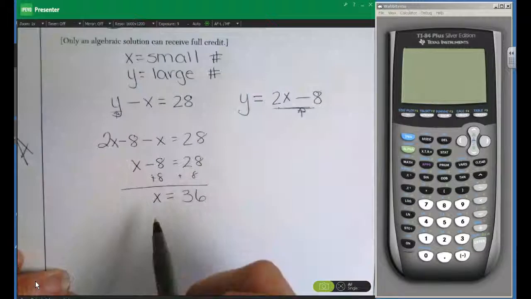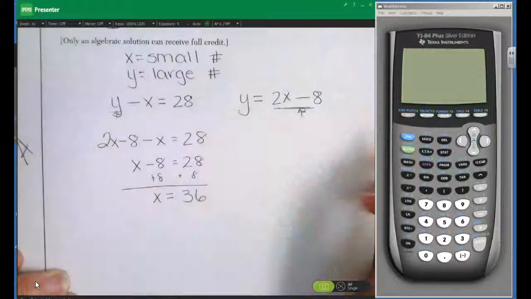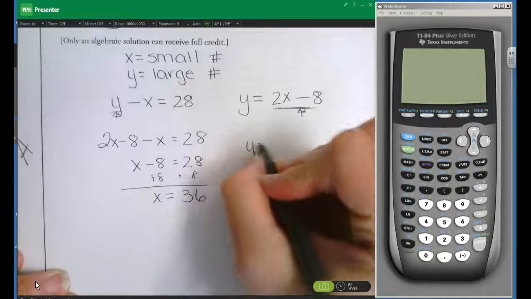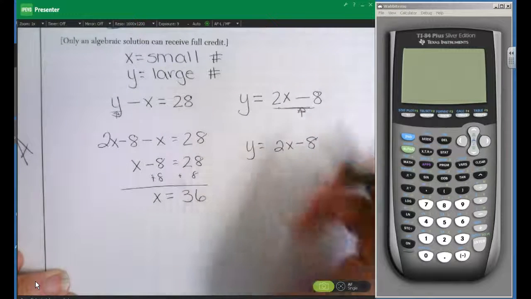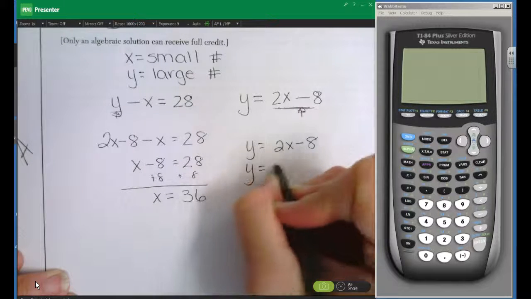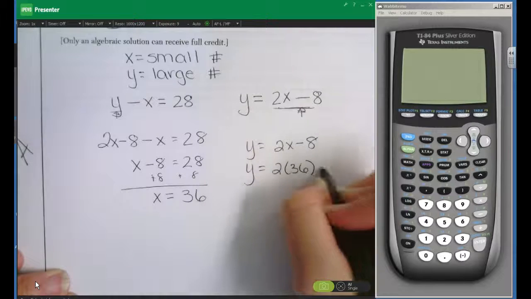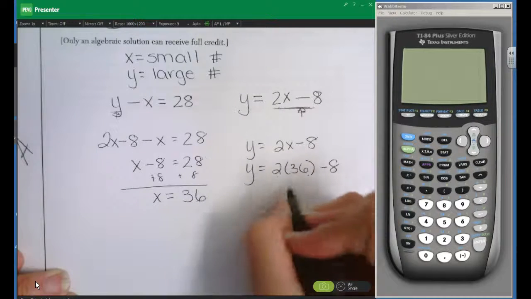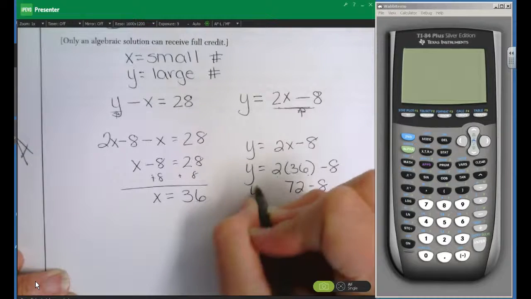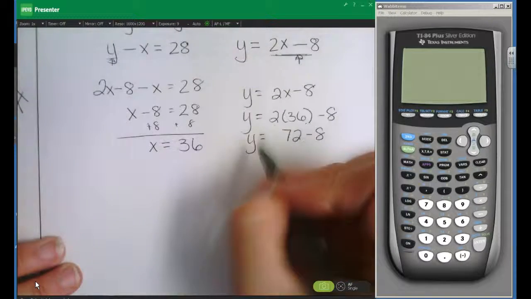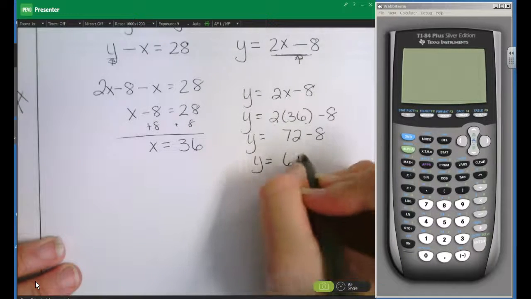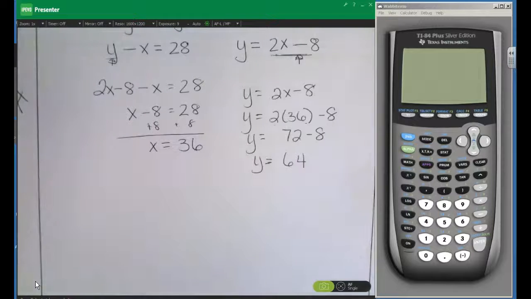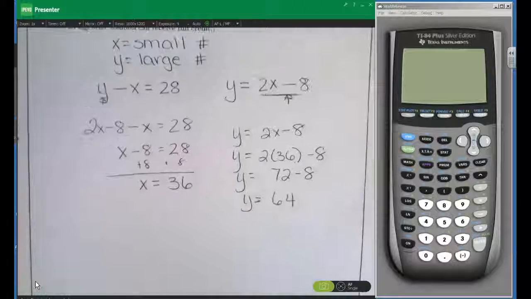So it wants us to find both numbers. So now we're going to have y equals 2x minus 8. I'm going to plug 36 in for x. 2 times 36 is 72. And y is going to equal, wait, what did I just make? Yep, 64. Okay, and I can just kind of check it too if I want. I can do 28 plus 36 either way.